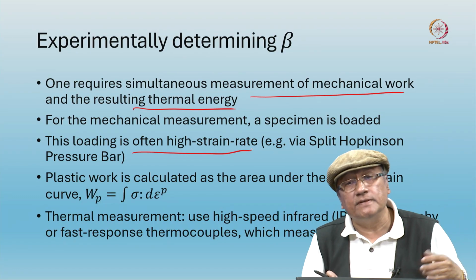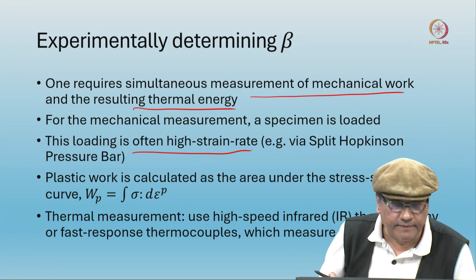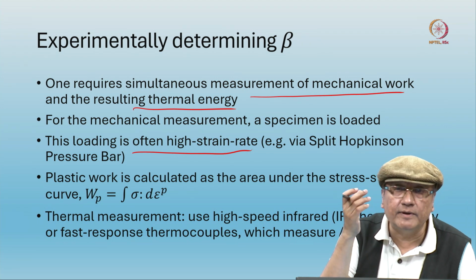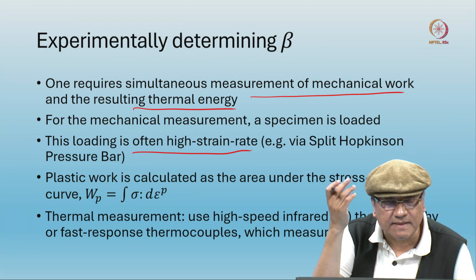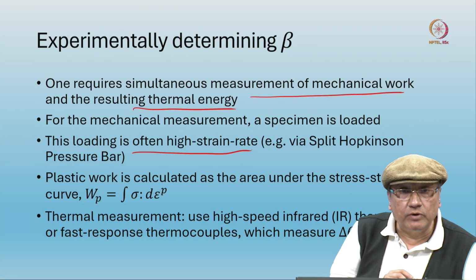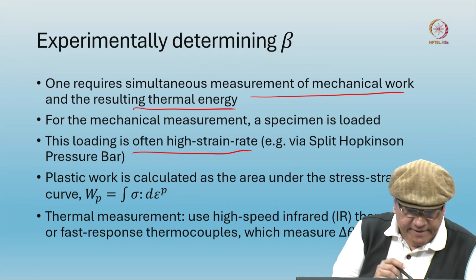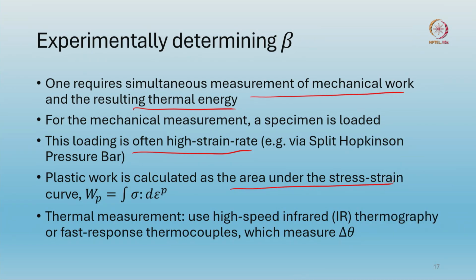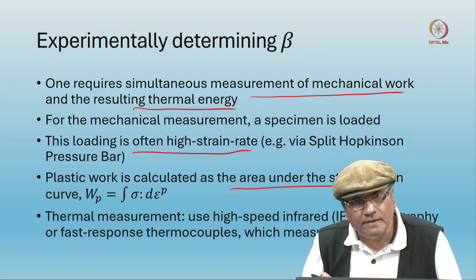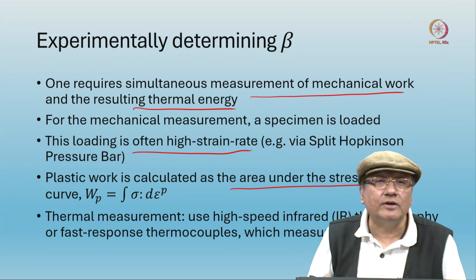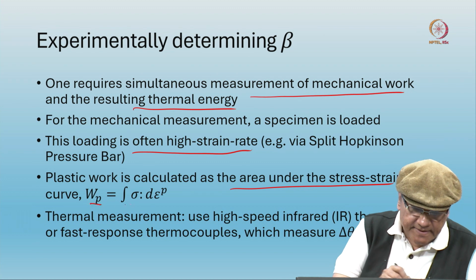One of these ways is to use a split Hopkinson pressure bar, in which you can actually generate an input loading rate of about 100 meters per second or something like that, even more. So the plastic work can be calculated based on the area under the stress strain curve. This area is given by the integral of sigma inner product with d epsilon p. If you can calculate it by measuring it fast enough, then, though it is not a very simple experiment, in principle yes, it can be done.